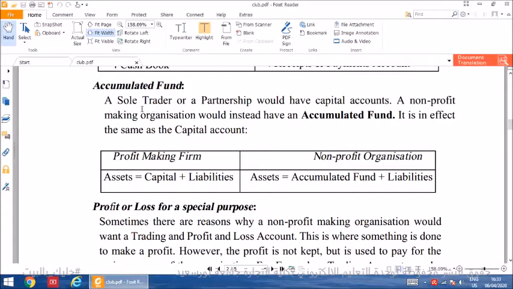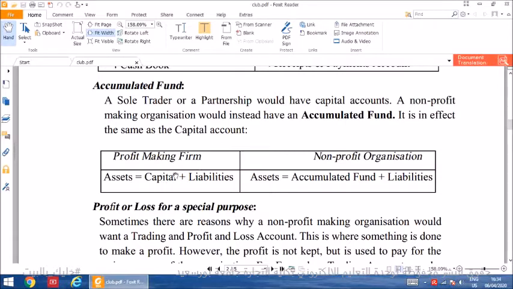Sole trader, or a partnership would have capital accounts. A non-profit making organization would instead have an accumulated fund. So capital accounts are used in a sole trader or a partnership. On the other hand, accumulated fund is used in a non-profit organization. It's in effect the same as the capital account.